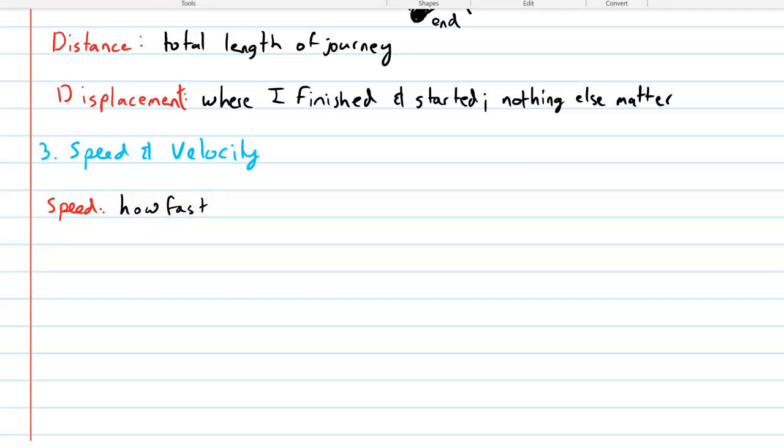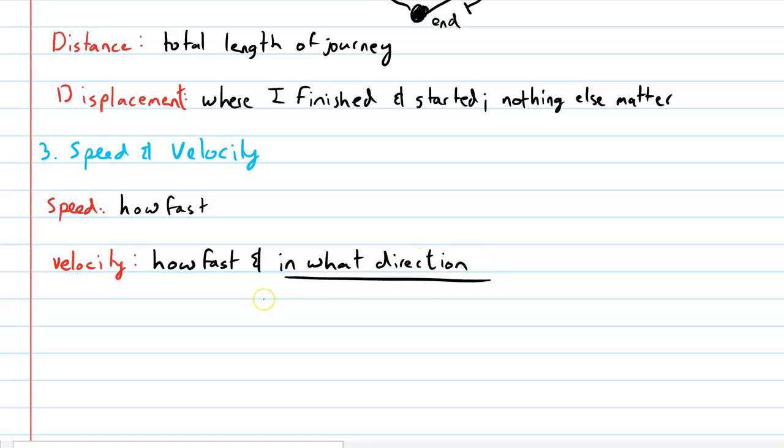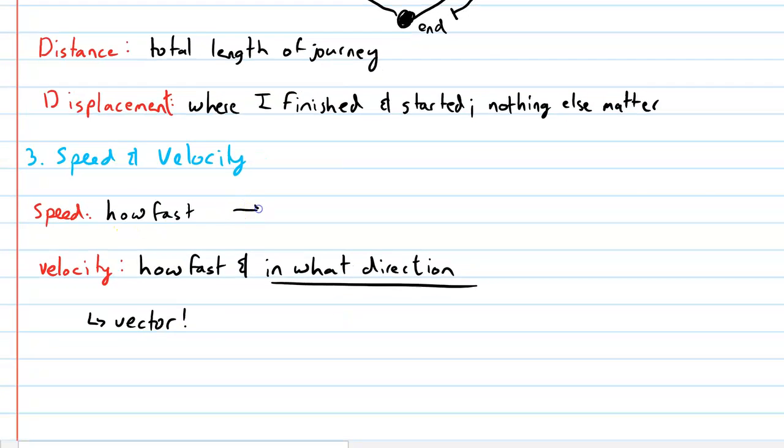And what is velocity? Velocity is very similar, but also subtly different. Velocity is how fast and in what direction. This direction makes velocity a vector. A vector indicates a size and a direction. So that means speed is a scalar. Speed must be a scalar.